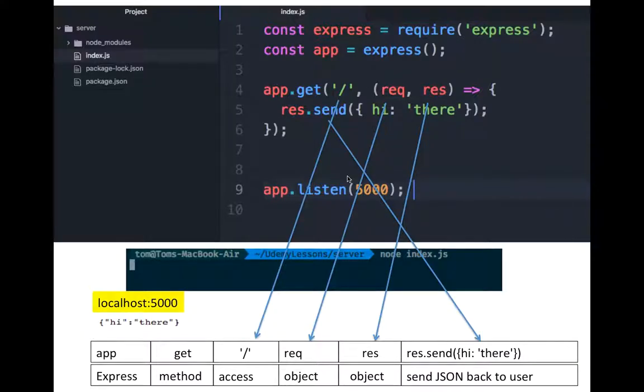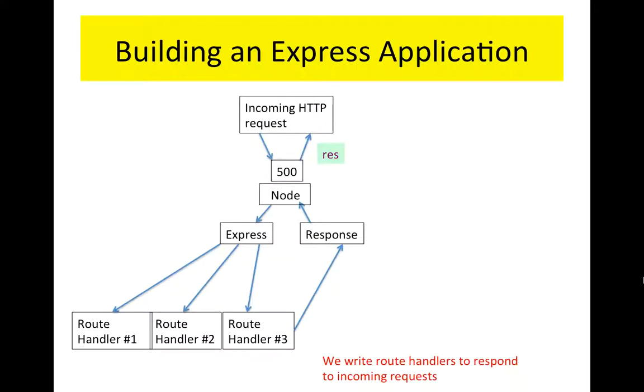That is really also made possible by app.listen, which allows our Express server to listen on port 5000 in this case, not 500. So localhost 5000, and then we see hi there on the page. So that's the magic of the internet.